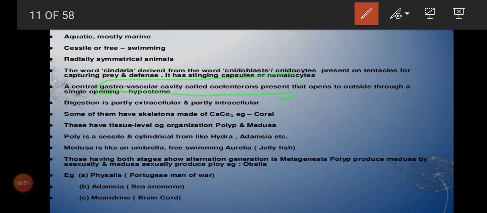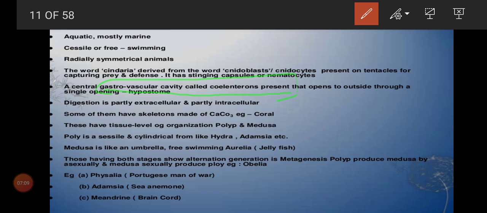At the end of your chapter, a tabular column was given, page number 60. I will explain afterwards. Now you just follow; in that everything is given. For example, Porifera means there is no digestive system. Coelenterata means digestion is incomplete.